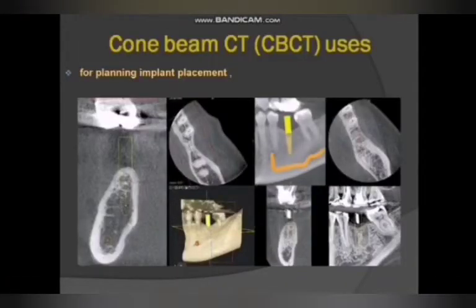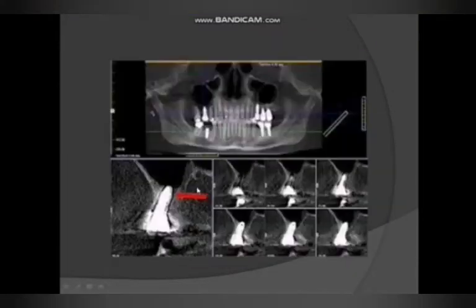Now we're going to move to the uses of CBCT. The most commonly used is before placement of dental implant. Why? We use this to assess the width of the dental alveolar ridge before the placement, and also to measure the proximity of the dental implant to the inferior alveolar nerve. Also, to assess the proximity of the dental implant to the maxillary sinus in the upper jaw.